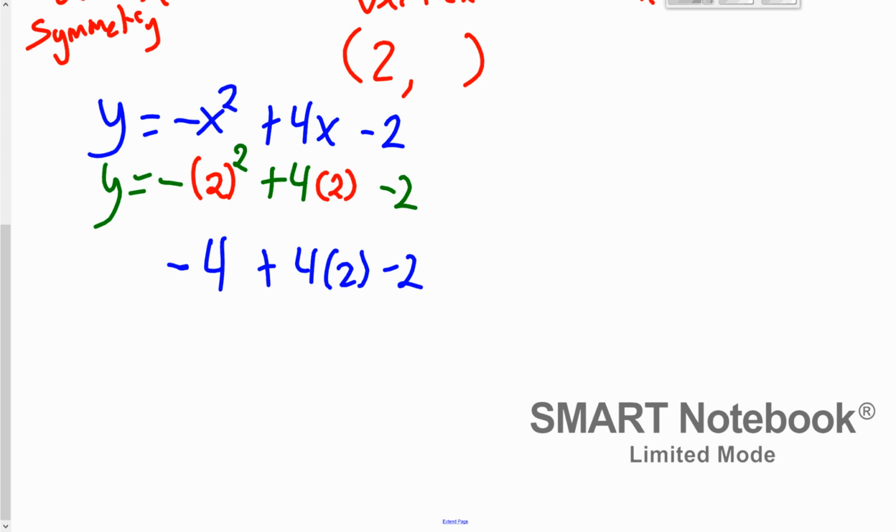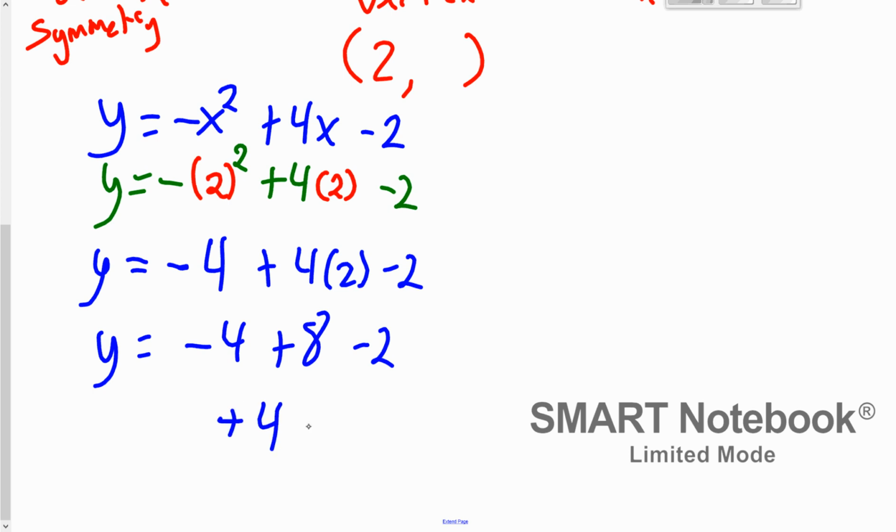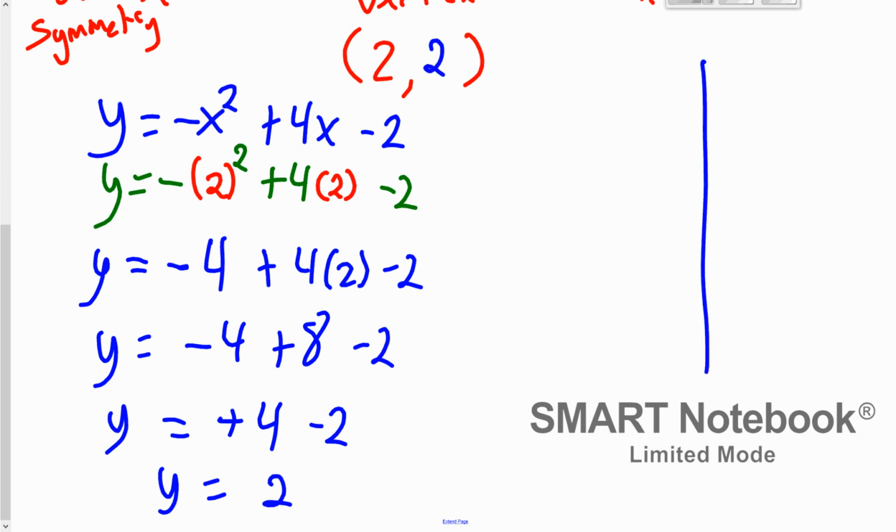Okay, now if you didn't get this far, go ahead and write this down and now pause the video and try to finish it. Okay, now I do multiplication. So I get 8. 4 times 2 is 8. Okay, once you get this far, go ahead and pause it, try it again, try to finish it. Negative 4 plus 8 is a positive 4. Minus 2, 4 minus 2 is 2, so there's your y value. So you get 2, 2, so you can graph that.